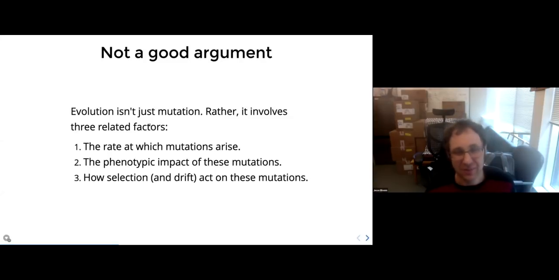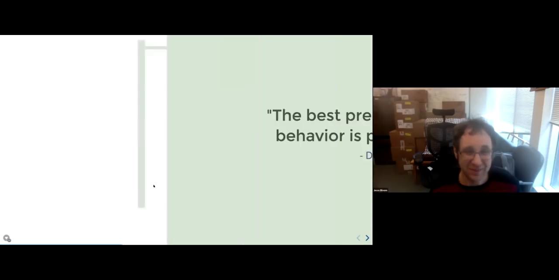Evolution in phenotype involves three related factors: the underlying rate at which mutations arise, the phenotypic impact of those mutations after they've appeared, and then how selection and also drift act on those mutations to cause them to disappear or spread in a population.